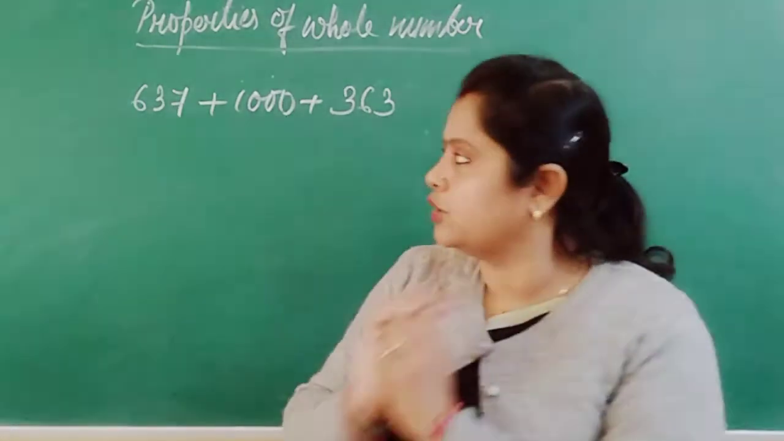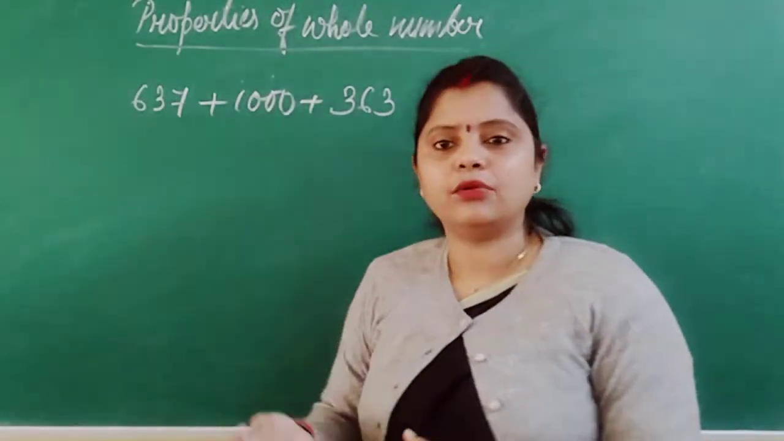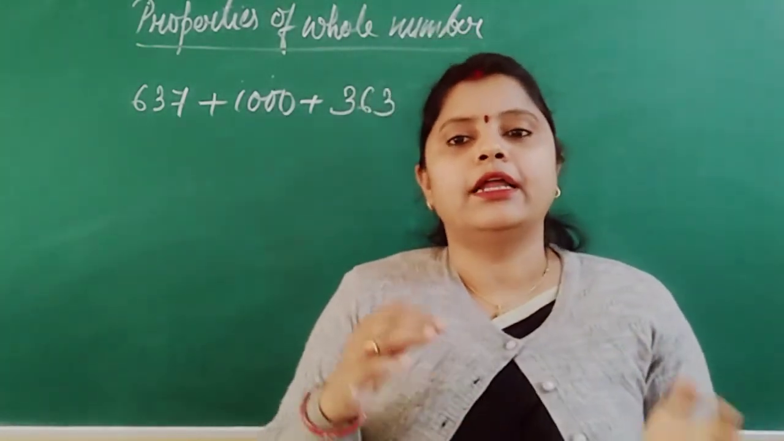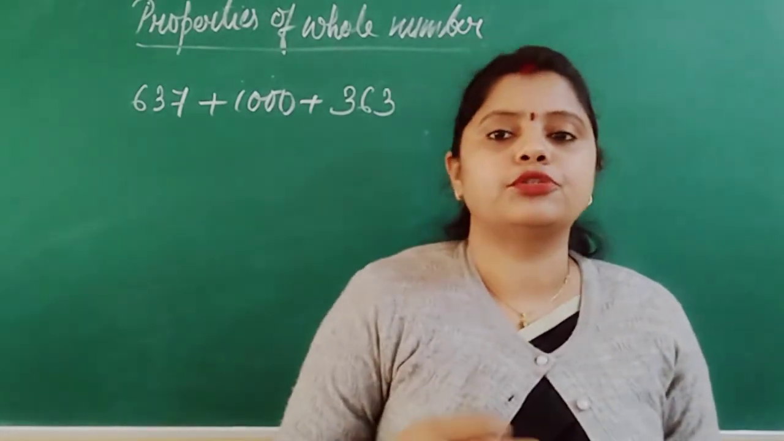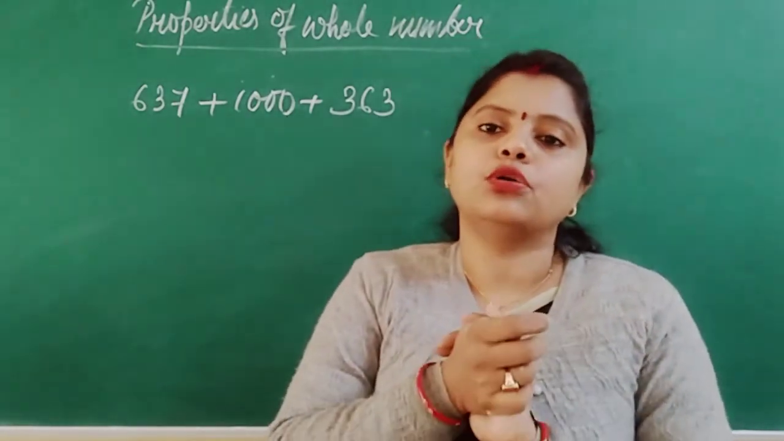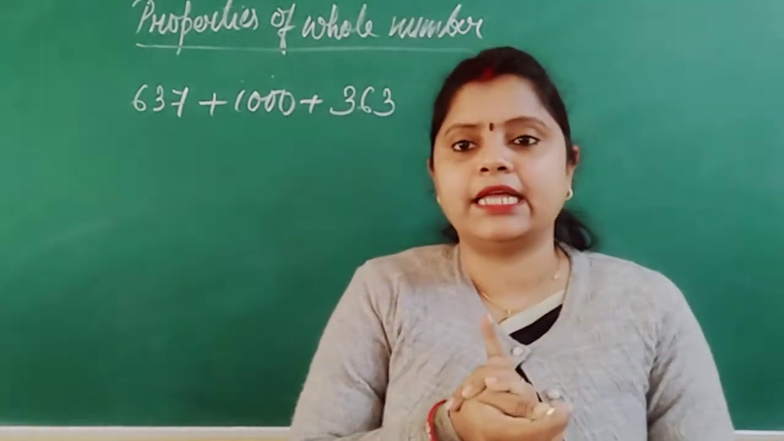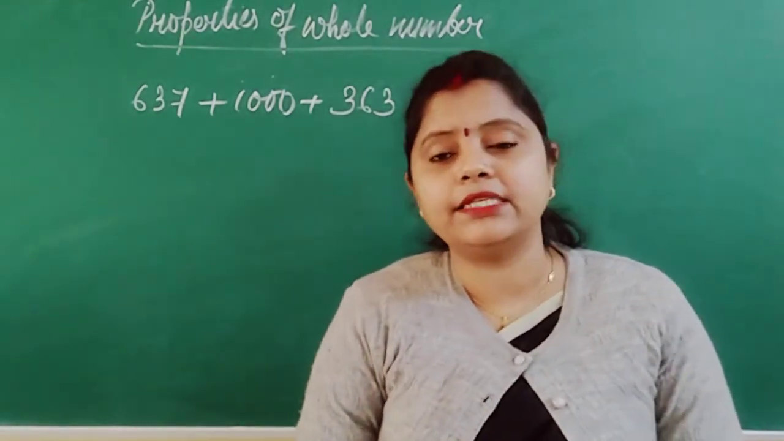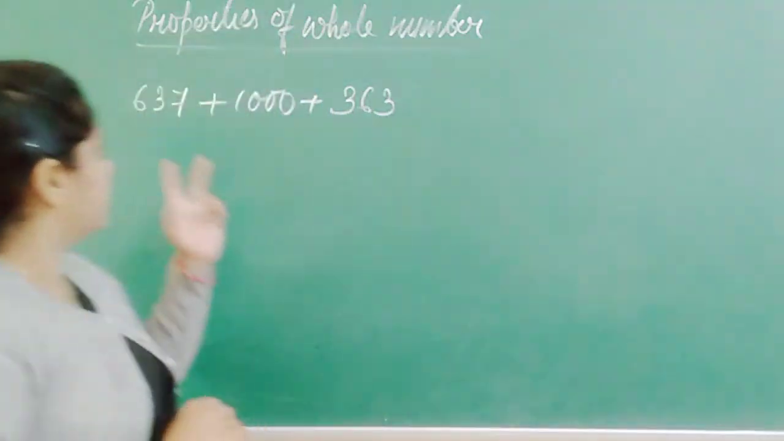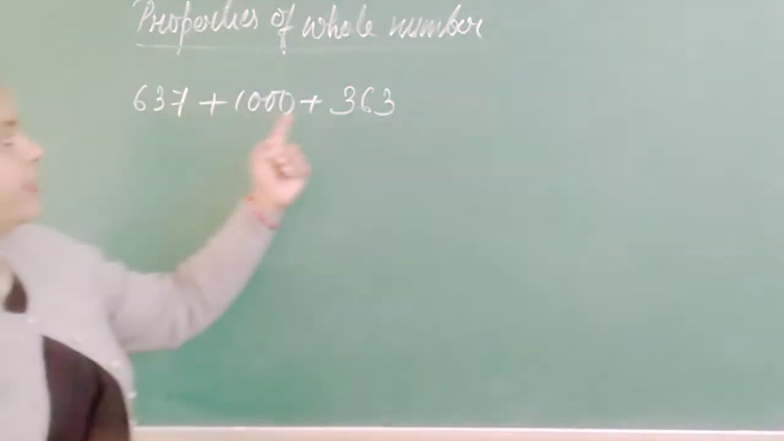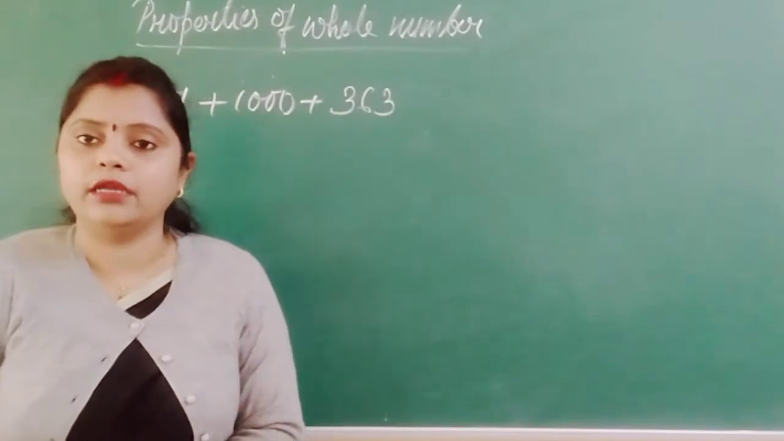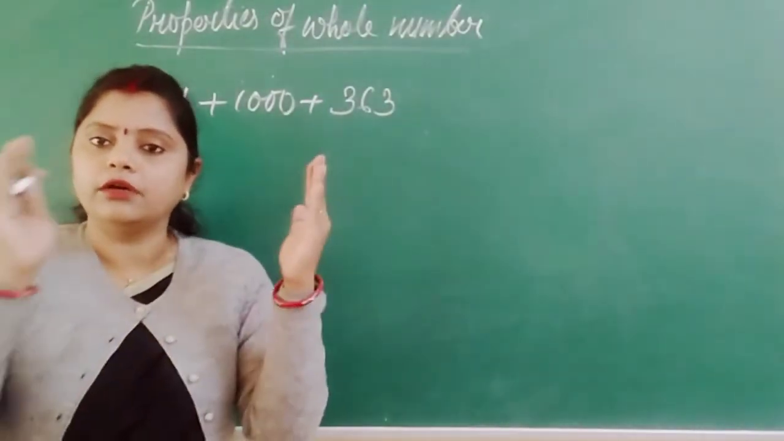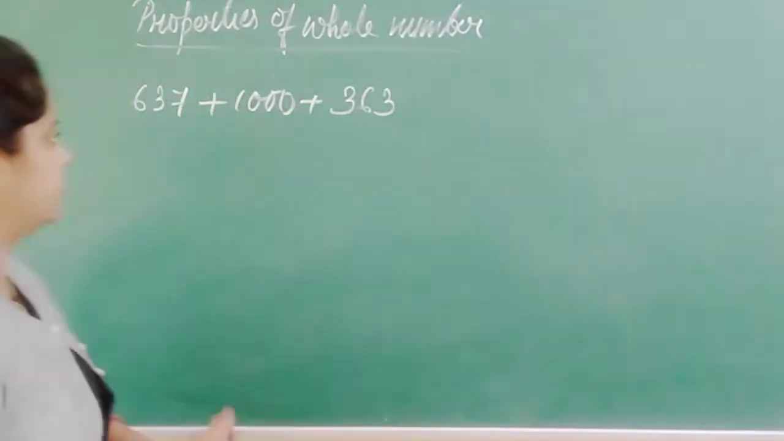Then how? You see here, 1000, if we add it to any number, it is very easy to add. Suppose 2000 plus 1000, that is 3000. 11,000 plus 1000, 12,000. So it is very easy to add 1000. Now our work is to see whether we can group any two numbers in such a way that the answer will be easy for us. See, if we add 637 and 363, we will get 1000. That means we are going to group these numbers.